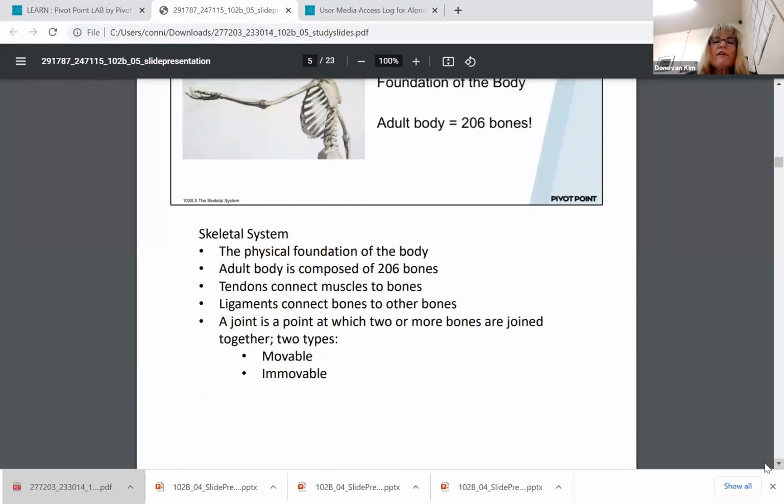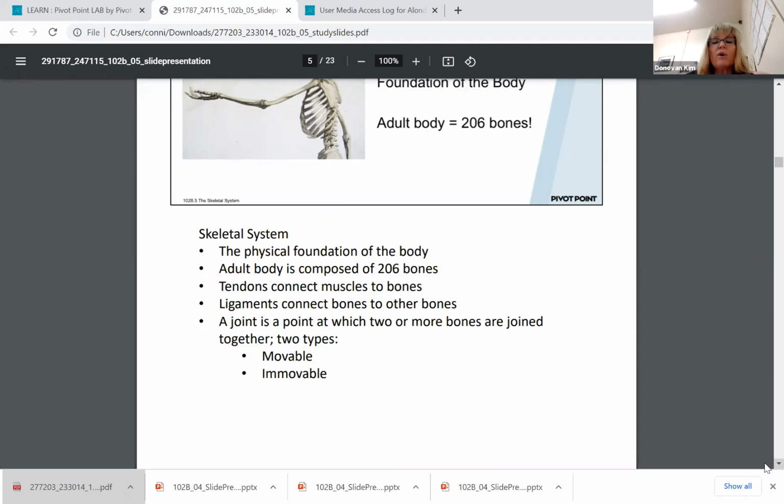All right, it is the physical foundation for the body. Again, there's 206 bones. Now, tendons connect muscle to bones, and ligaments connect bones to other bones. So tendons and ligaments do attach to bones, but the tendons are connecting the muscle, the ligaments are connecting the bones. Okay, a joint is a point where two or more bones are joined together. So you need to know that too. What is the point where two or more bones are joined together? That's called a joint, okay?